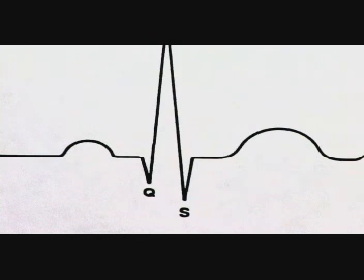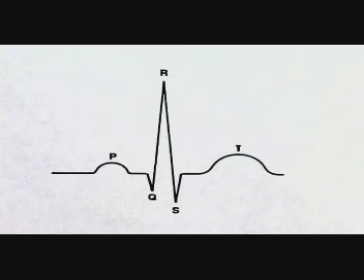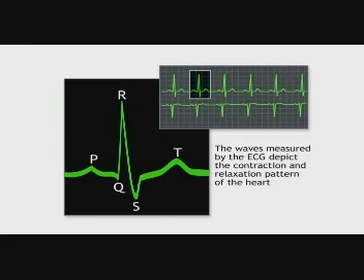It normally is less than 0.12 seconds, or 3 small squares. The ST segment is normally flat on the isoelectric line. It represents the time between ventricular contraction, remember that's depolarization, and ventricular repolarization. Ventricular systole, which spans both depolarization and repolarization of the ventricles, is represented by the QT interval, which is measured from the beginning of the Q wave to the end of the T wave. The QT segment normally is 0.36 to 0.44 seconds, or 9 to 11 small squares.